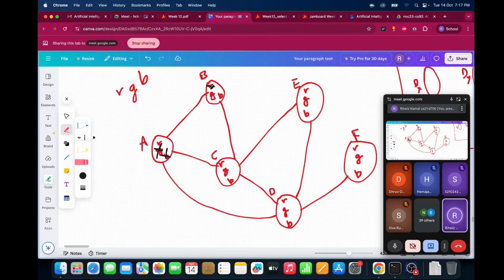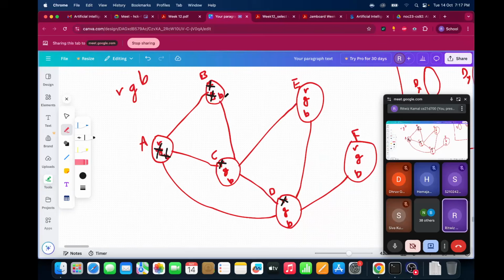Similarly, B has to be assigned blue, so we will cross out R and G. Now, depending on these assignments, we will cross out the elements of the other nodes as well. So A has R, right? So C cannot have R because C is adjacent to A, so we will cross this out. B cannot have R because it is adjacent to A, but R is already crossed out in B, so we don't have to worry about that. D also cannot have R because D is also adjacent to A.